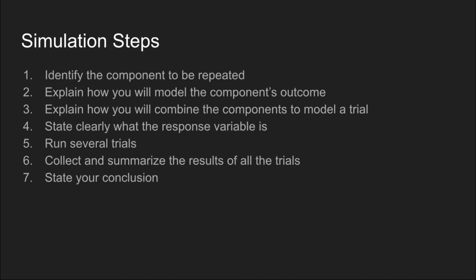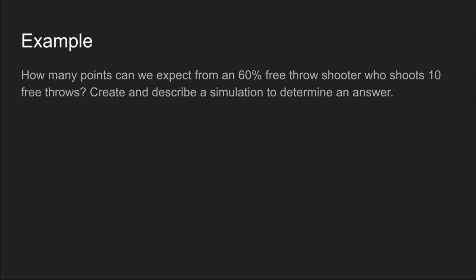Cool. So here are the steps of a simulation. 1, you have to identify the components to be repeated. Second step, explain how you model the component's outcome. 3, explain how you will combine the components to model a trial. 4, state clearly what the response variable is. 5, run several trials. 6, collect and summarize the results of all the trials. And 7, state your conclusion. So those may not mean that much to you right now just looking at them, but we're going to go through each step to show you in an example problem.